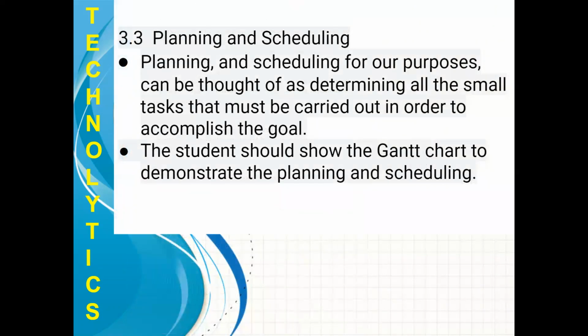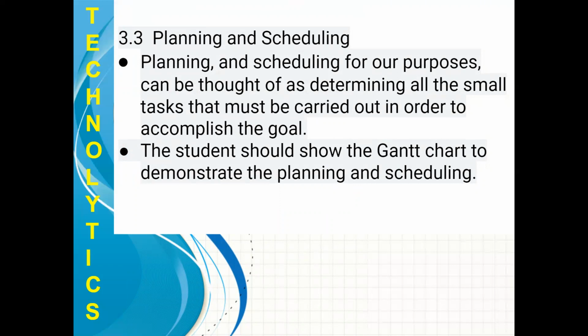Then the next topic is planning and scheduling. Planning and scheduling for our purposes can be thought of as determining all the small tasks that must be carried out in order to accomplish the goal. So what is our goal that we want to accomplish? Our goal is to develop a software, test it, and then upload it or give it to the customer.